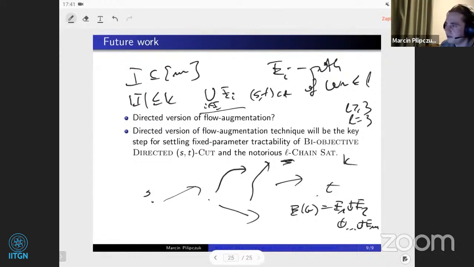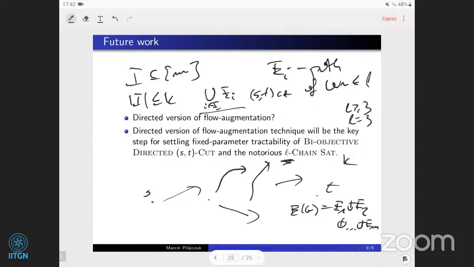Okay, thank you. There's a question from Dušan: does something like that work on flow paths of length at most L? I'm not sure I understand it exactly. Would L be a parameter here? Yes, L would be a natural parameter as well.